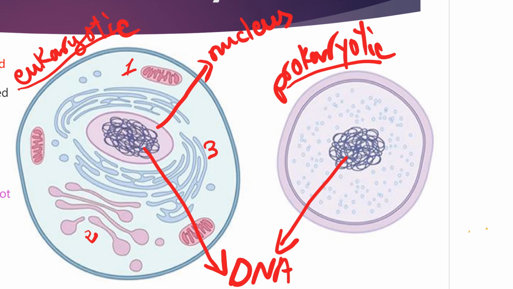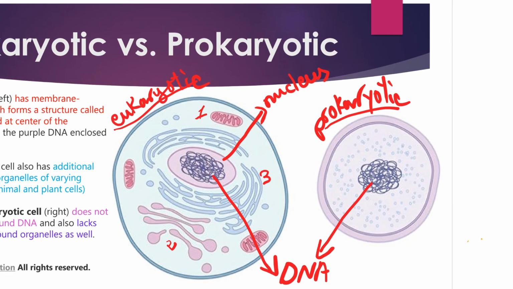So, the biggest difference that you need to remember between a eukaryotic cell and a prokaryotic cell is that the eukaryotic cell has a membrane-bound nucleus that contains its DNA, whereas the prokaryotic cell lacks a nucleus. Furthermore, the prokaryotic cell lacks many other membrane-bound organelles that are found inside of the eukaryotic cell.